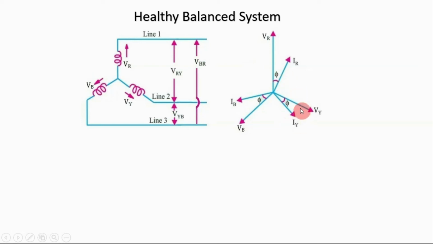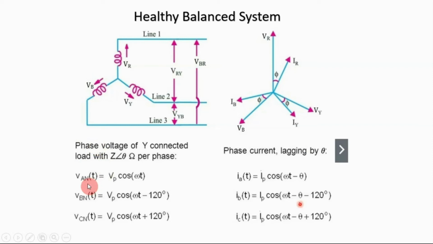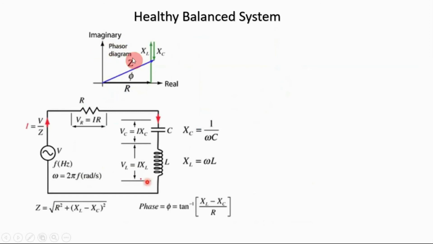Notice that in reference to the voltage, you have here a phi angle. Again, at the bottom I now use ABC, so here AN, BN, CN for the phase voltages. You have V_P cosine omega t, and for the phase current, which is lagging by theta, you just subtract theta from the angle of your cosine function. This will be your current. Notice the difference between the two: this is for the voltage and this is for the current. Here is a more complete representation of a healthy balanced system.